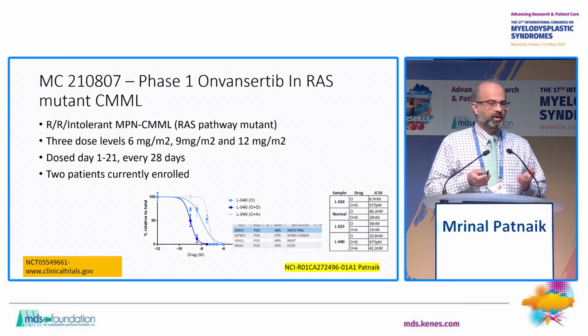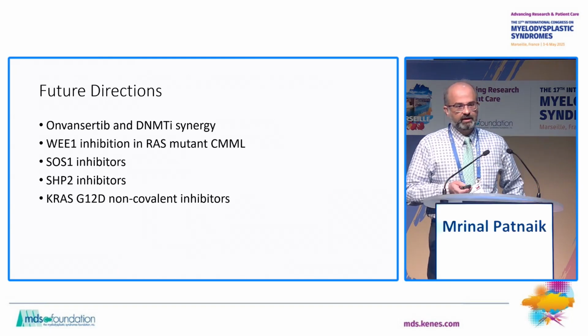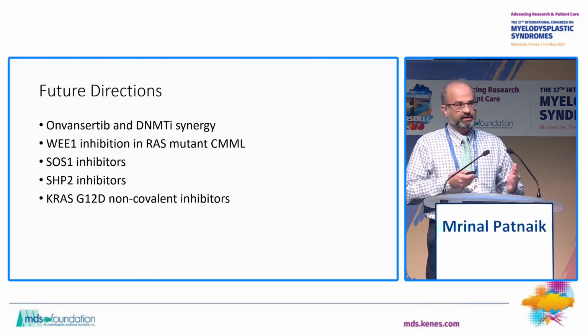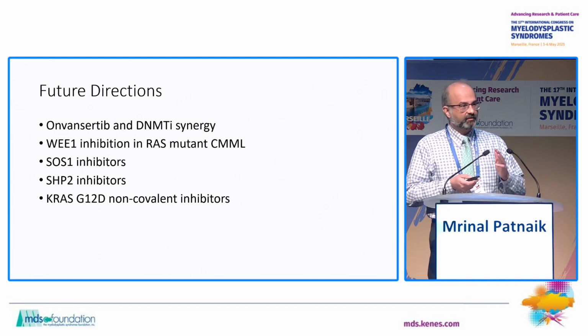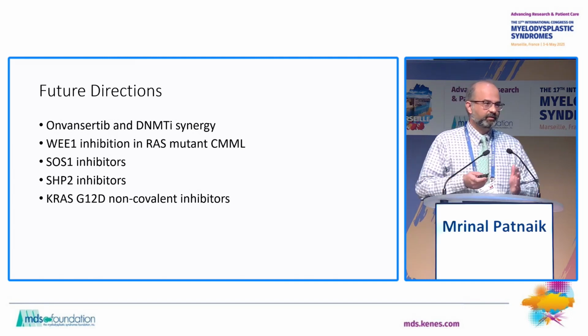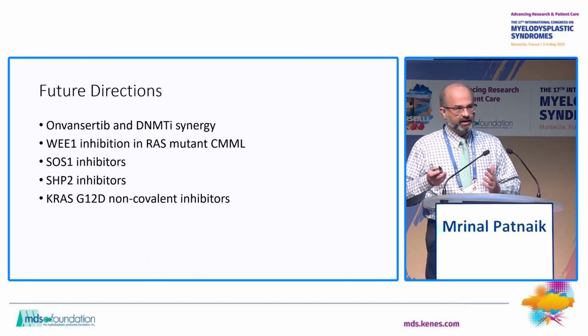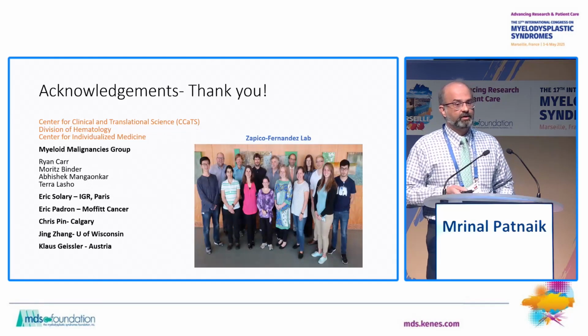This has also led to an R01 grant looking at synergy, potential mechanisms of response and resistance. What we are now working on is trying to see whether onvansertib can synergize with the hypomethylating agents. We have adavosertib, which is a WEE1 inhibitor that's following suit through our in vitro and in vivo studies. And we are very excited to work with SOS1, SHP2, and the KRAS G12D inhibitors. So hopefully, the years that we put in over here can help produce therapeutic targeting of RAS as a reality in myeloproliferative CMML, and maybe some of this can translate over to JMML.